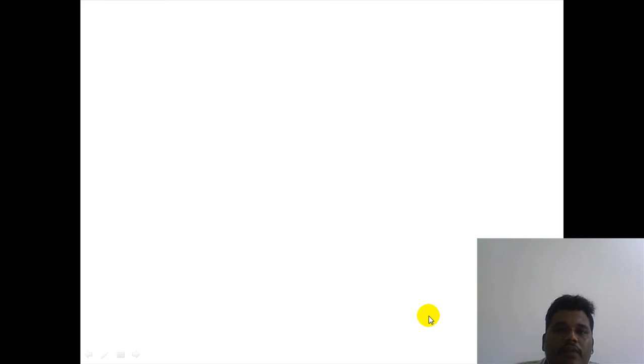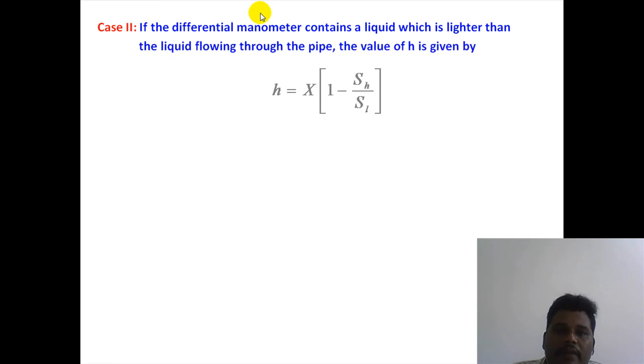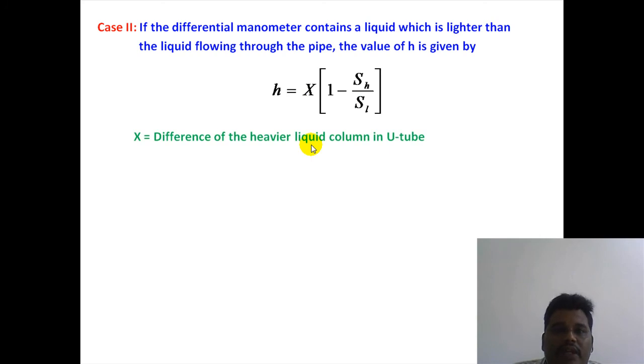Now, if the differential manometer contains a lighter liquid, the inner fluid should be the lighter fluid and the outer should be the greater fluid. In that case, H is equal to X multiplied with 1 minus SH divided by SL, where X is the difference of the heavier liquid column in the U-tube. The flowing fluid is very high compared with the manometer fluid, that's why the formula is X multiplied with 1 minus SH divided by SL. Here SH is the specific gravity of the heavier fluid and SL is the specific gravity of the lower fluid.